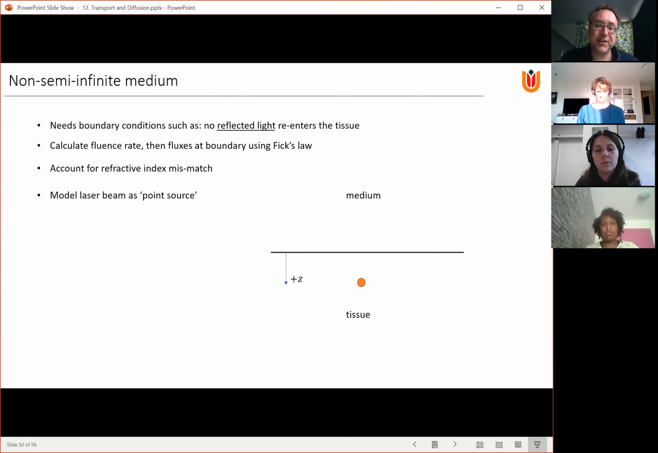Modeling a laser beam that shines light in the tissue is not that easy. So to model that, we just take a point source inside the tissue, somewhere over here at a certain depth. And in order to satisfy the boundary condition, we have to define a mirrored source somewhere here as well, in order to make sure that boundary conditions are satisfied. So instead of a laser beam, we have two unrealistic light sources, one inside the medium and one above the medium.